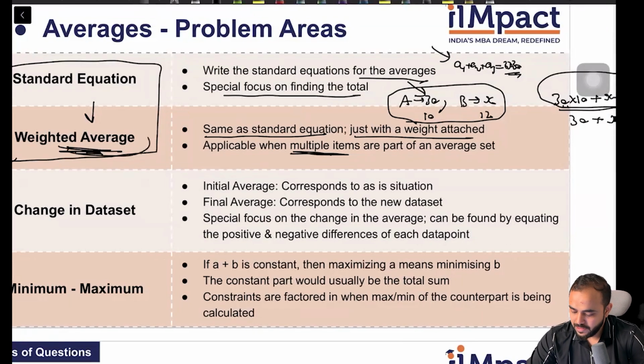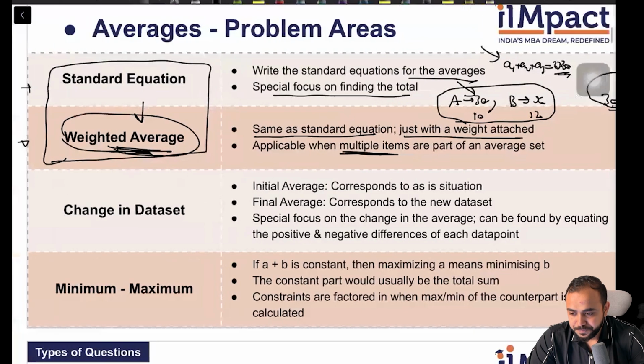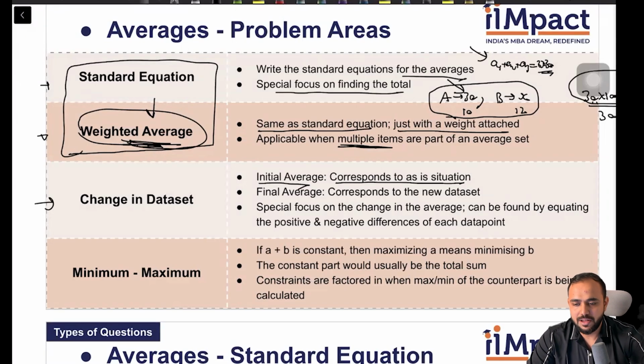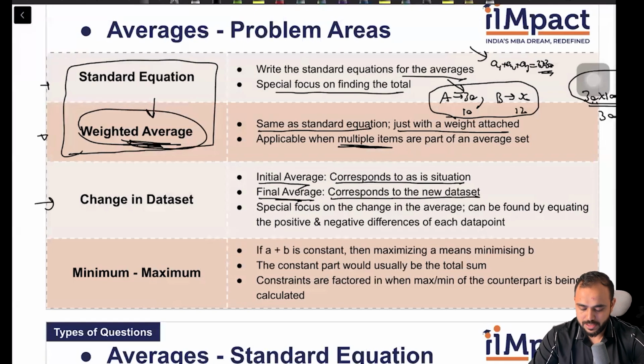Thus, incorporating the weighted average concept. Now, the third type of question would be change in data set. What you should focus on here is the initial average. This initial average will correspond to the as-is situation described to you. Then they will say that some changes were made to the data set, either some new people have joined or some people have left, and you will get to a final average.